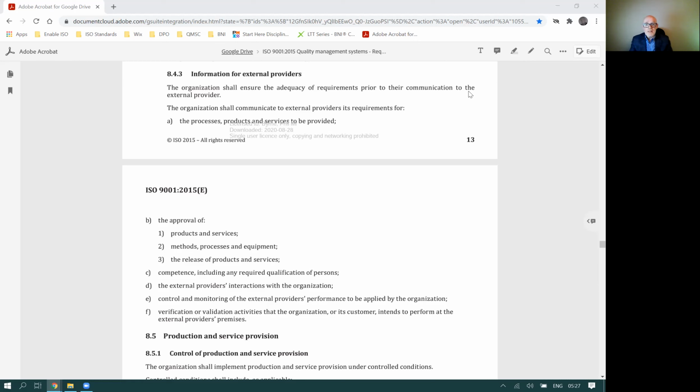The organization shall ensure the adequacy of requirements prior to their communication to the external provider. That's an internal mechanism just to kind of make sure that you've got everything nailed.